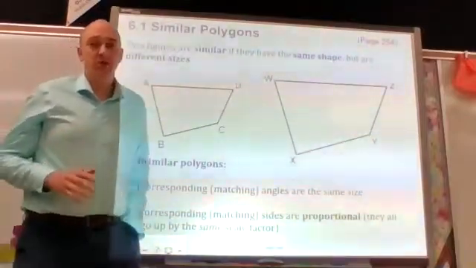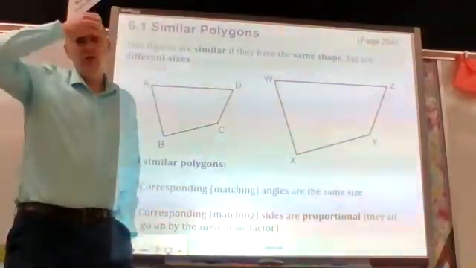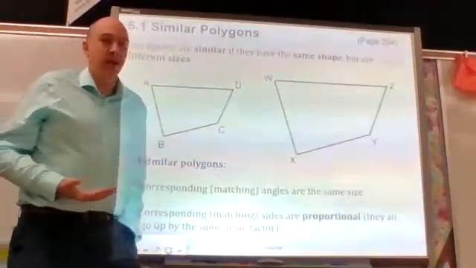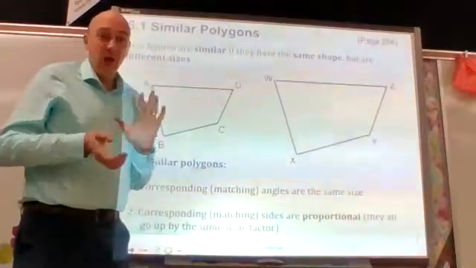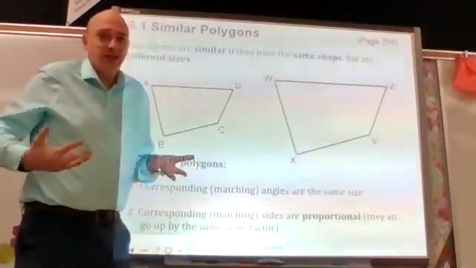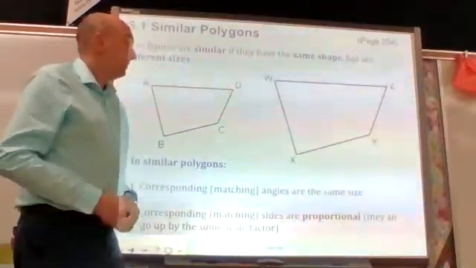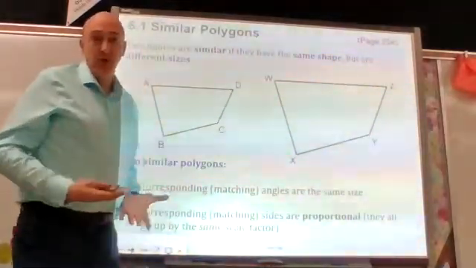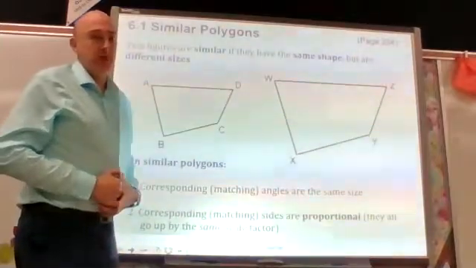So we're going to talk about different polygons in this chapter, and we're going to talk about the word similar. And similar means a very specific thing in mathematics. It doesn't mean almost the same like it does in common English. What it means is that it is exactly the same shape, but it might be a different size.